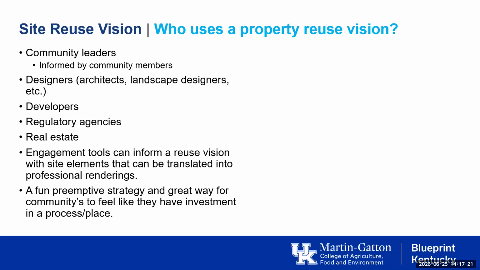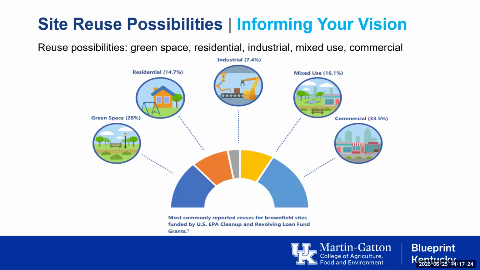There are a lot of things that brownfields can become, right? And there are a lot of needs that exist within communities. So having these early conversations can really help you figure out which one of these reuses is most desired, while the assessment can also help you figure out what's feasible. So we often see these five categories that we commonly see brownfield sites redeveloped as. So we have green space here.